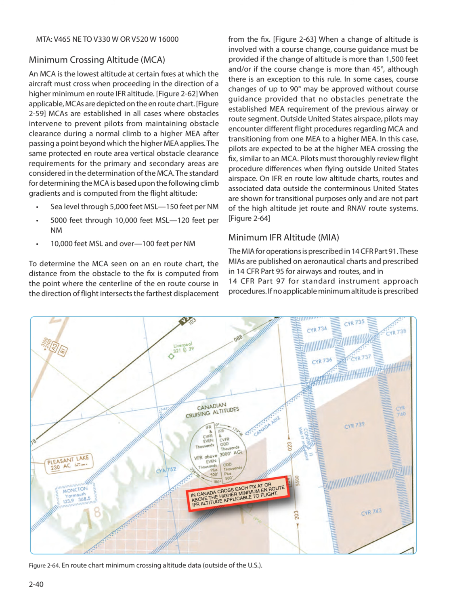Outside United States airspace, pilots may encounter different flight procedures regarding MCA and transitioning from one MEA to a higher MEA. In this case, pilots are expected to be at the higher MEA crossing the fix, similar to an MCA. Pilots must thoroughly review flight procedure differences when flying outside United States airspace. On IFR en route low altitude charts, routes and associated data outside the conterminous United States are shown for transitional purposes only and are not part of the high altitude jet route and RNAV route systems.